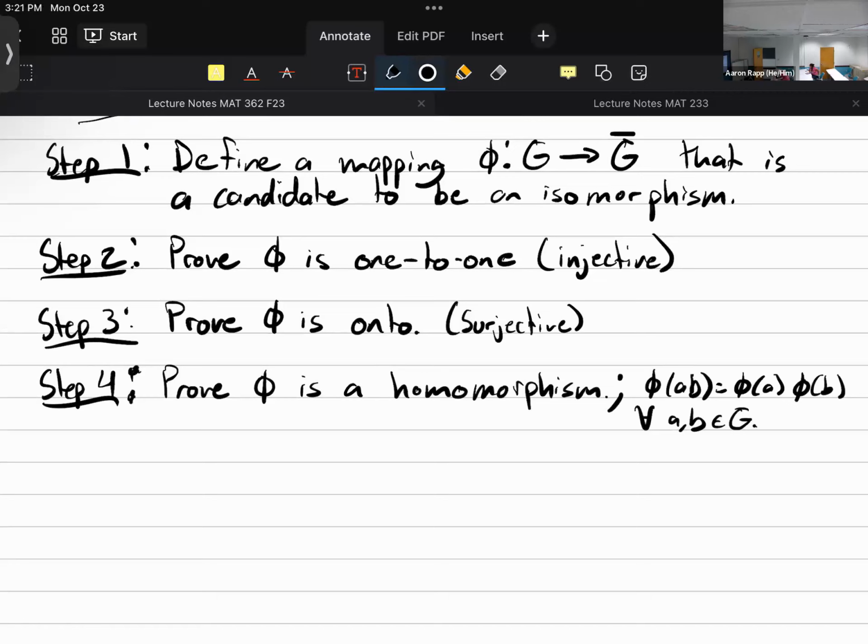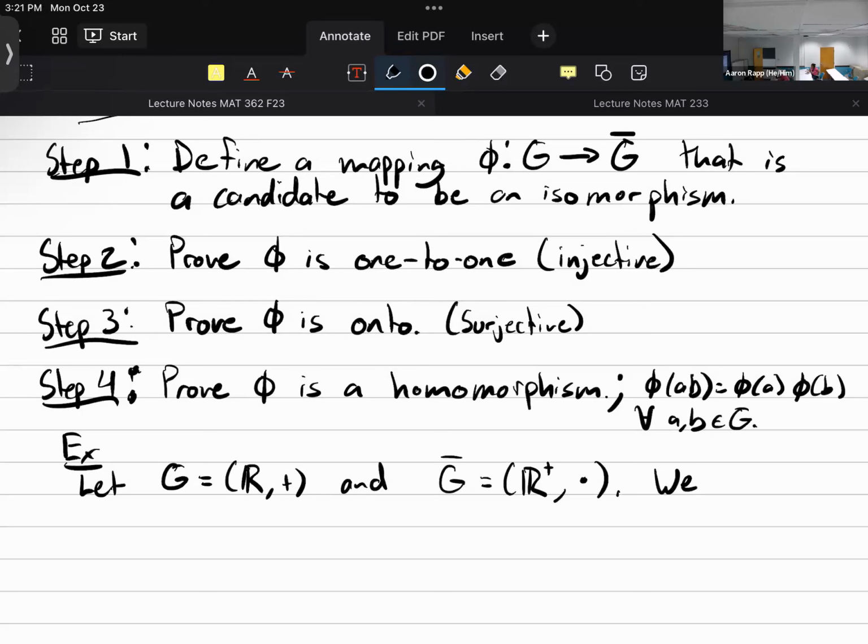Okay. So let's do an example. We're going to let G, our first group, be the real numbers with addition. And G bar, my second group, be the positive reals with multiplication. We're going to show that these 2 groups are isomorphic to each other.